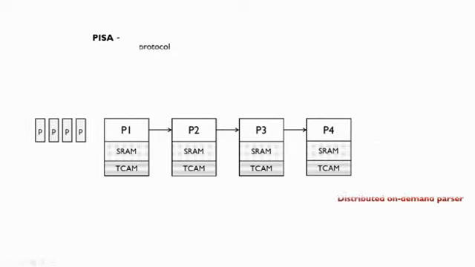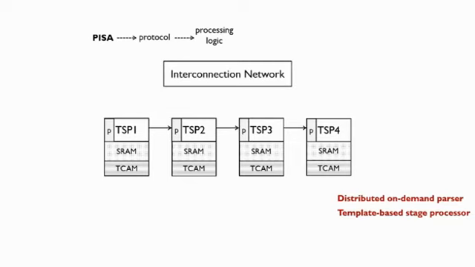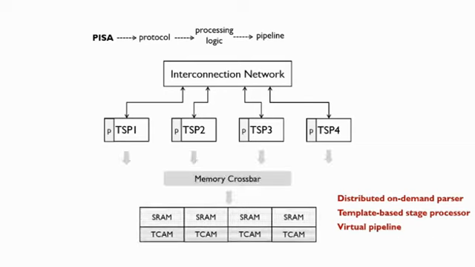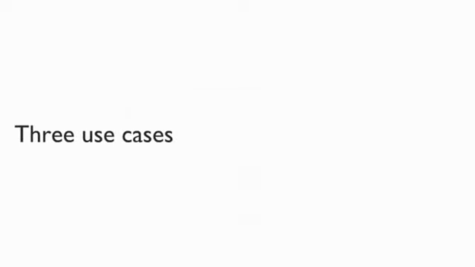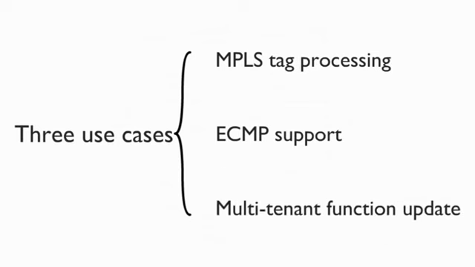Specifically, we use a distributed on-demand parser to implement protocol updating, a template-based stage processor to implement processing logic customization at runtime, a virtual pipeline to improve the flexibility of the original pipeline, and a disaggregated memory pool to add, recycle, and modify flow tables. We have implemented a software simulator and hardware prototype, and next we show the software simulator in terms of 3 use cases: MPLS tag processing, ECMP support, and multi-tenant function update.